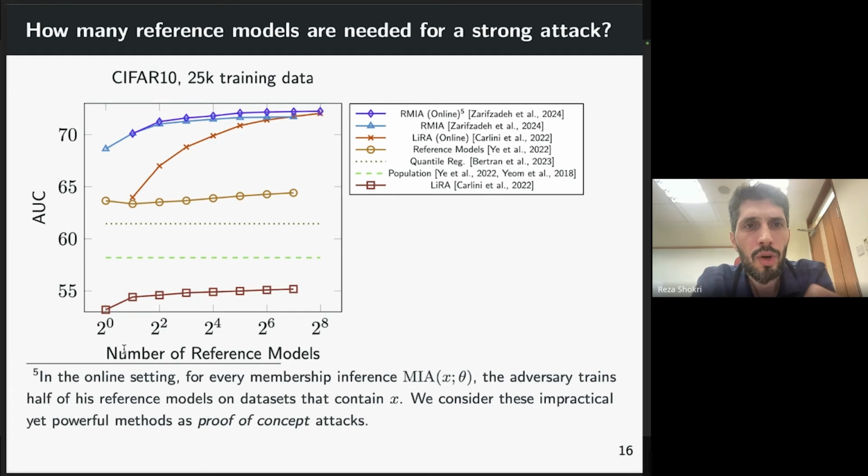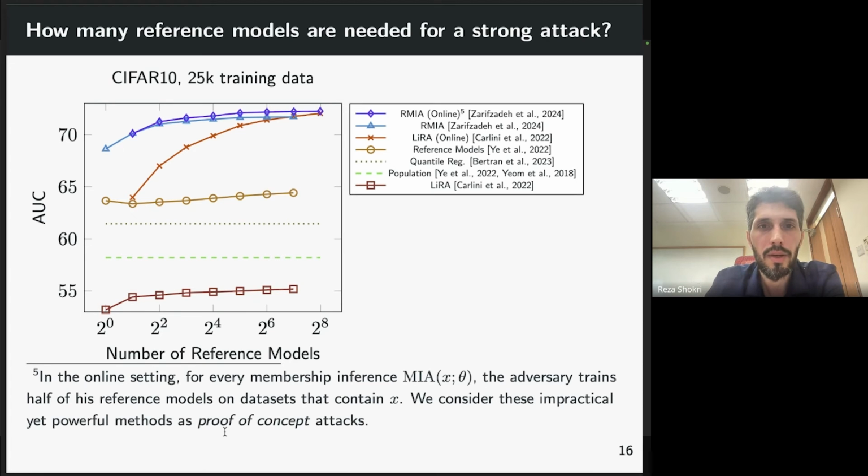But I want to use these kinds of attacks as proofs of concept. They're very powerful, but in practice, we would not be able to use them if you want to do auditing on large models, or if you are an adversary that wants to use, let's say, membership inference attacks as an oracle for reconstruction attacks. In that setting, you would not know which query you are going to test. But we compare with them, we want to compare with the strong attacks.